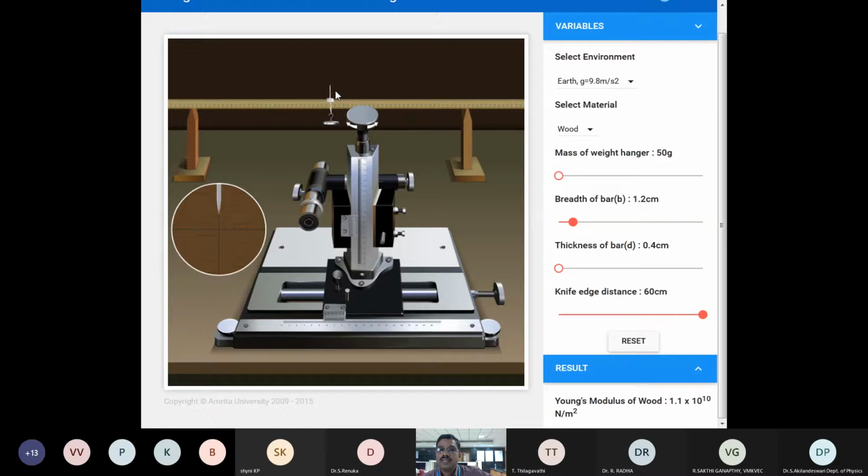So we have fixed a pin here. So it is in the inverted position. So to take the reading, you should touch the horizontal crosswire. So there is an arrow mark here. So if you press this, slightly move.